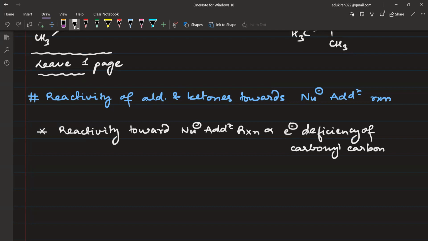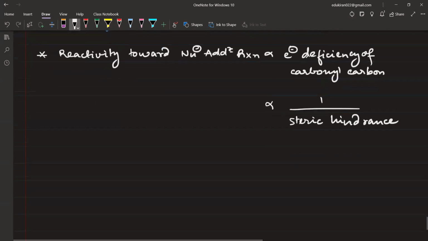So the more electron deficient the carbonyl carbon is, the more easily the nucleophile will attack it. First thing is that. Also, I can say that it is inversely proportional to the steric hindrance. Because the nucleophile has to come and donate the electrons to make a bond, if there is steric hindrance, then obviously it is not going to attack the carbonyl carbon very easily. So basically, see here what the attack is.